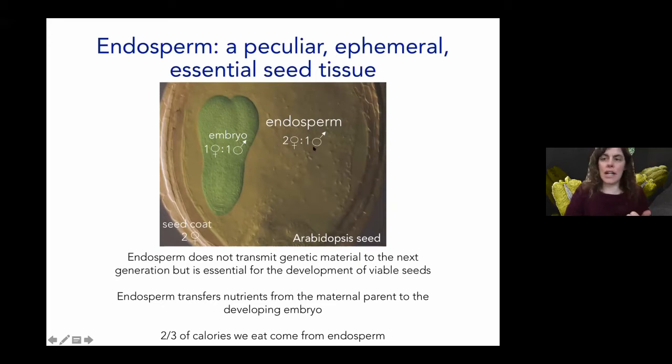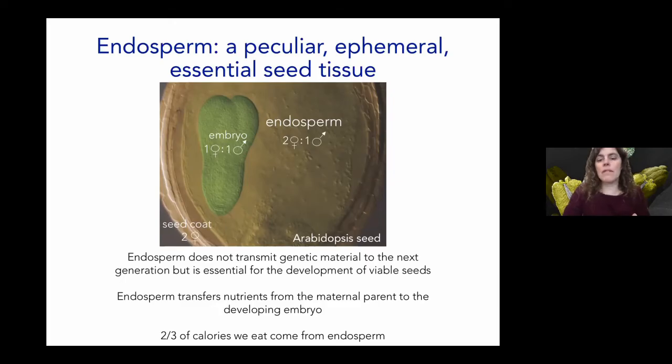The embryo and endosperm are genetically identical, except for this addition of an extra maternal genome in the endosperm, but have very different fates. The endosperm is ephemeral. It doesn't transmit any genetic material to the next generation, but it's absolutely essential for the development of viable seeds. It's known in many interspecies crosses, or even crosses within the same species, that hybrid incompatibilities can arise due to defects in endosperm development.